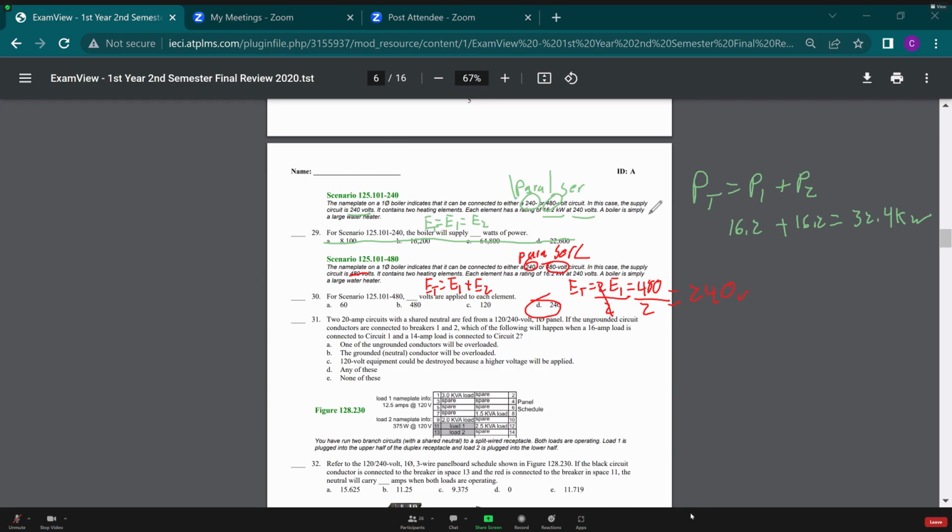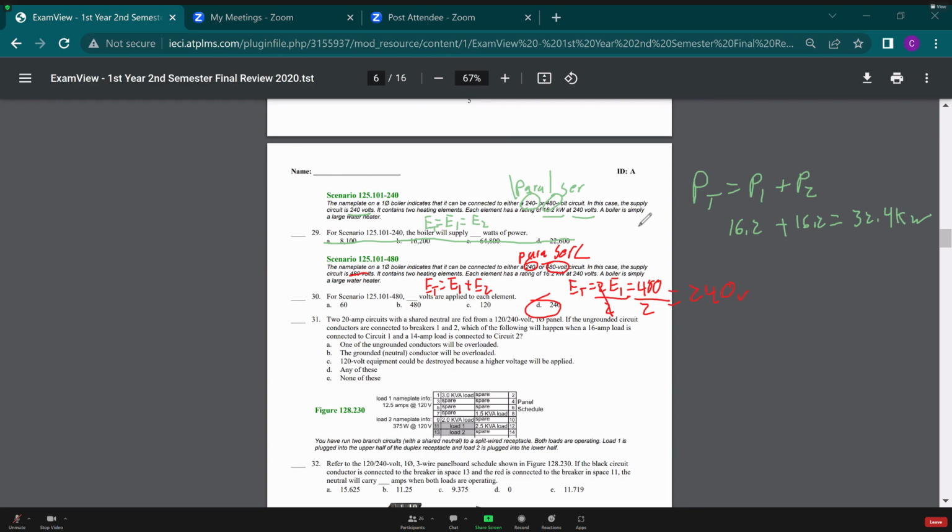Isn't that a combination circuit? No, it's just 2 heating elements. So because it's just 2 heating elements, they're connected in parallel with each other. Because it's a series circuit, 480 volts. But couldn't it be a combination circuit? With just 2 elements, no. It would have to be either series or parallel. If you had more than 2 heating elements, you could get into a combination setup.